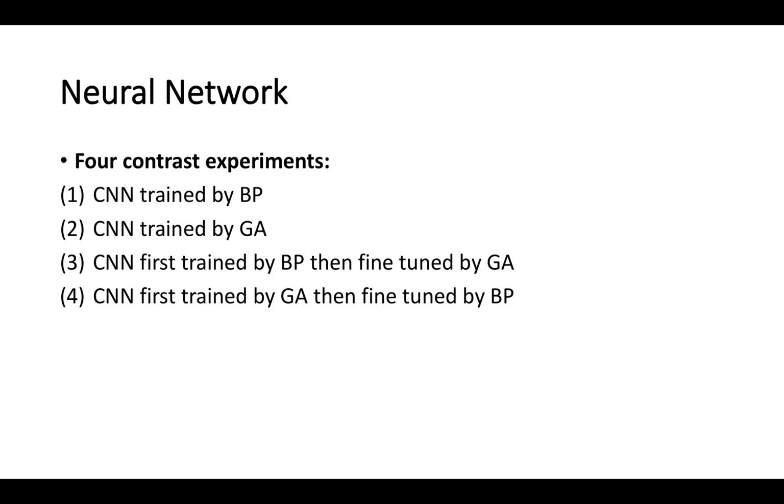First, convolutional neural network trained by backpropagation. Second, convolutional neural network trained by genetic algorithm. Third, convolutional neural network first trained by backpropagation, then fine-tuned by genetic algorithm. Fourth, convolutional neural network first trained by genetic algorithm, then fine-tuned by backpropagation.